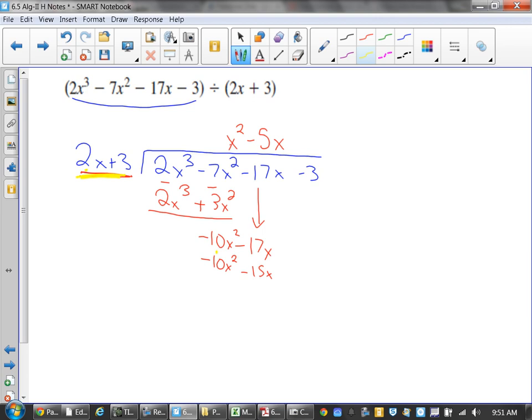I'm subtracting these guys out. First term goes away. This becomes negative 17 plus 15 gives me negative 2x, and then bring down the negative 3.